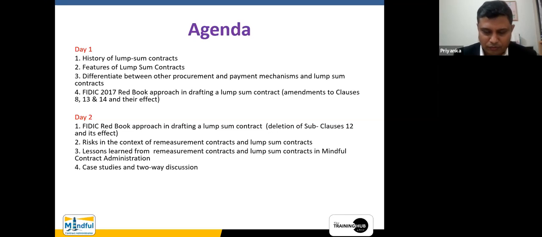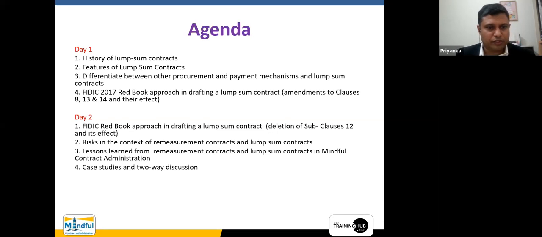subdivided into two parts. One is called variation by instruction. The other one is called variation by request for proposal. So we are going to talk about them as well, right? So subclause 12 is dealing with the payments in this area, right? Payments related to the measurements and all, it is going to be discussed.